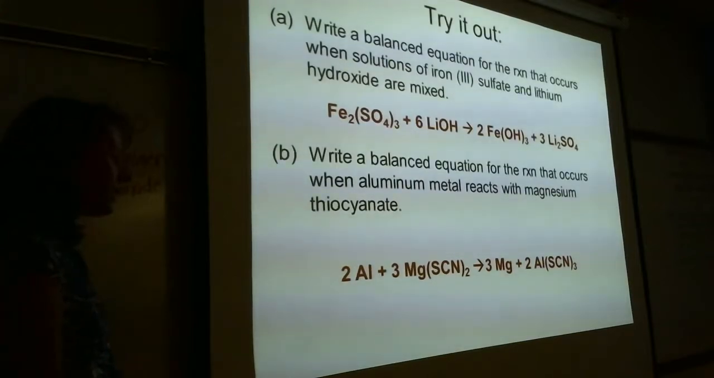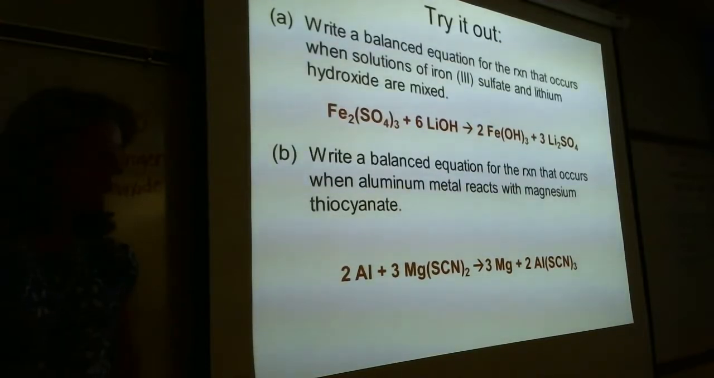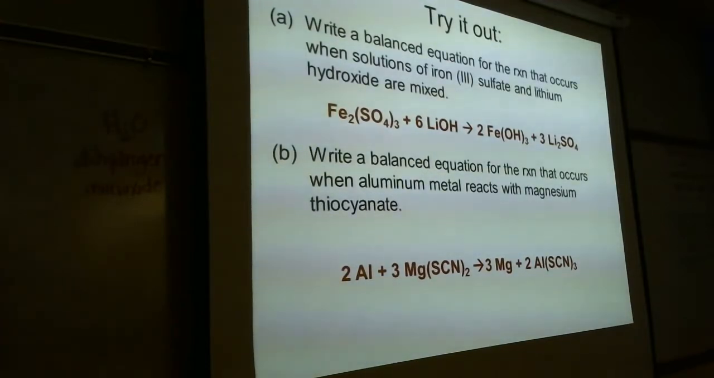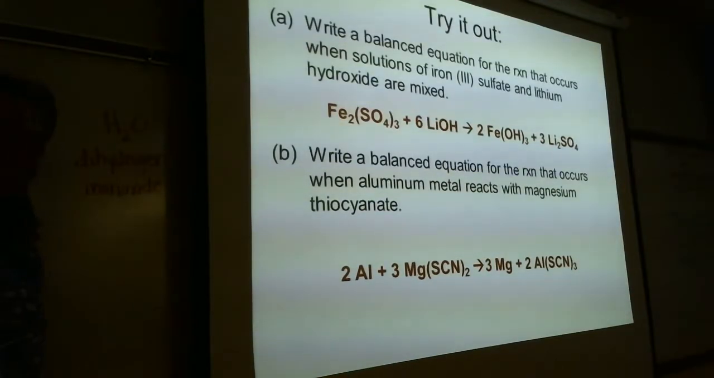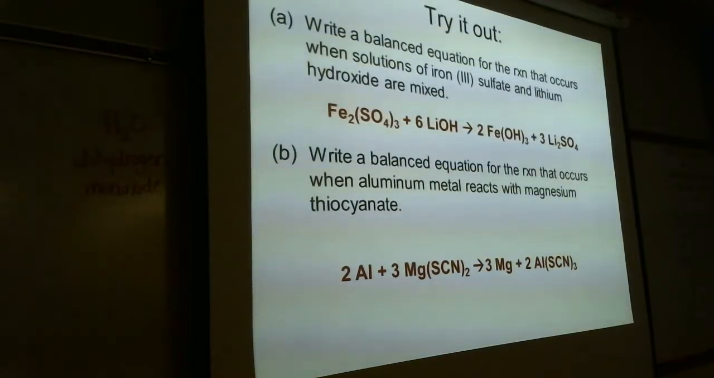2Al plus 3 Mg(SCN)2 produces 3 Mg plus 2 Al(SCN)3. Thermodynamically, probably not going to happen. I didn't calculate delta G, but I'm assuming that this is a reaction that's not going to happen. We can study that next semester in Chem 2. Formation of magnesium metal is pretty low probability under standard conditions. But as long as you understand it, we'll worry about thermodynamics later. Questions on these two?